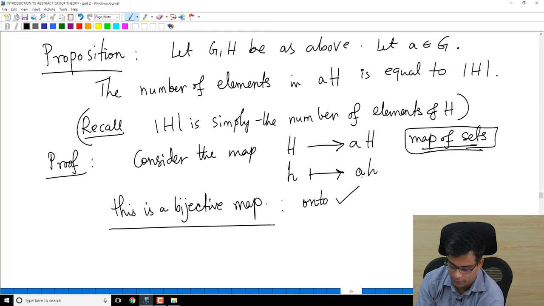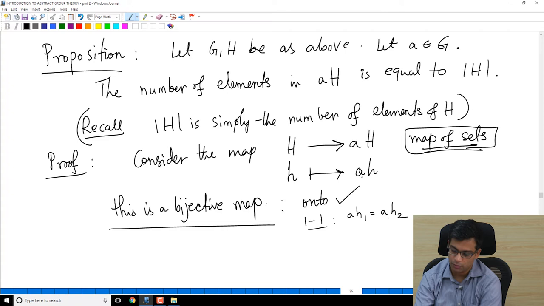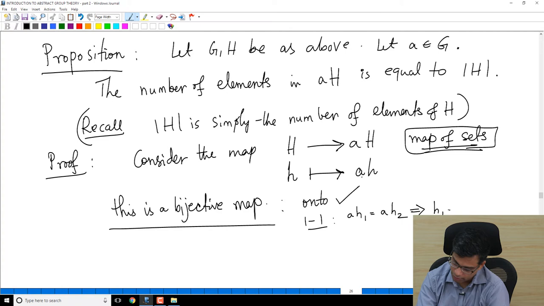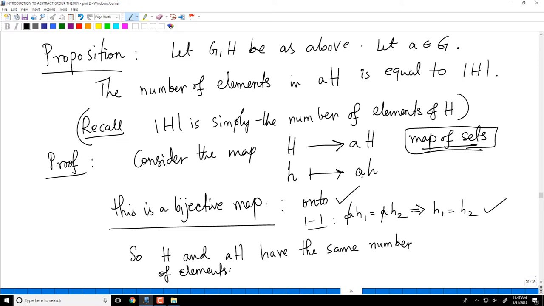Is it 1-1? Let's prove this. Suppose h1 goes to ah1 and h2 goes to ah2. Let's suppose that they are equal, ah1 equals ah2. But then the cancellation property of groups that we have learned a long time ago gives me that h1 equals h2 by cancelling a. So it's 1-1 also. So it's a bijective map. If you have two sets between which there is a bijection, that means they have the same number of elements. So H and aH have the same number of elements.